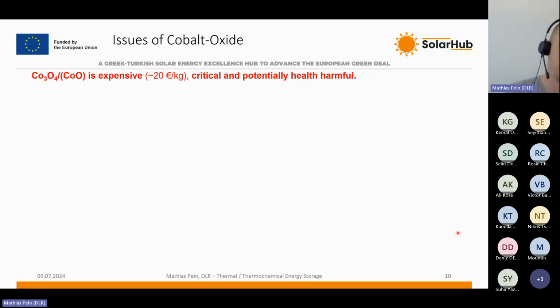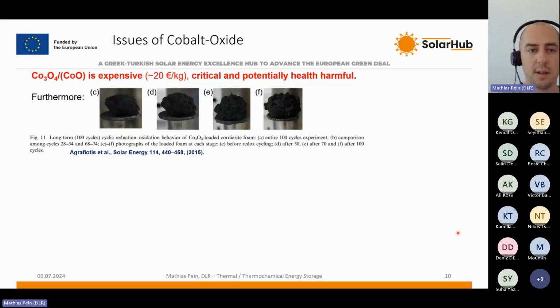But what are the issues of cobalt? Right? So for any other stoichiometric oxide in that sense, but especially cobalt oxide, it is quite expensive. It's a critical element, whose demand has been increasing in the past because it's also used in battery electrodes. But it's also potentially health harmful. So it's a toxic element, or the cations are toxic. And furthermore, it degrades very quickly during cycling.